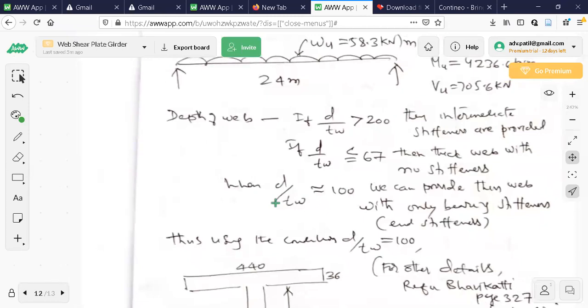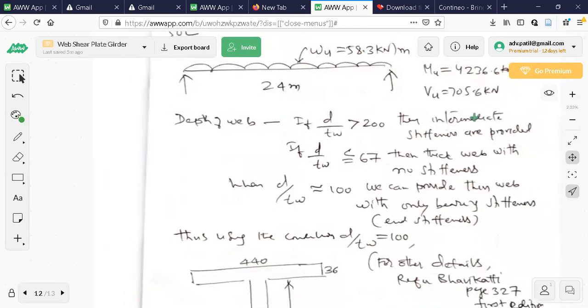Conditions will be different. So unless you solve a problem with no stiffeners, only end stiffeners, and both end as well as intermediate stiffeners, unless you see step number 1 and step number 2 of these problems, you cannot appreciate these examples. That is why you should solve and understand all 3 different problems, because these conditions of D by TW and all those will be different.